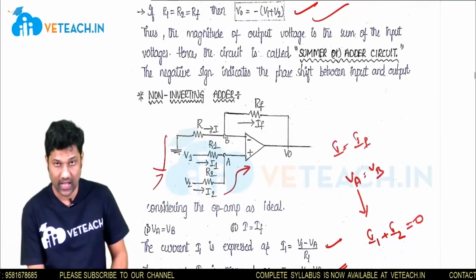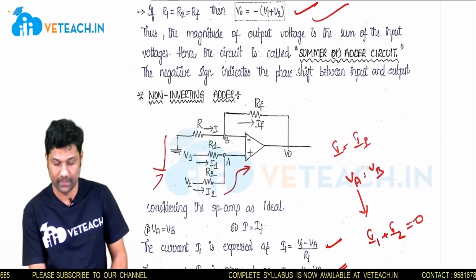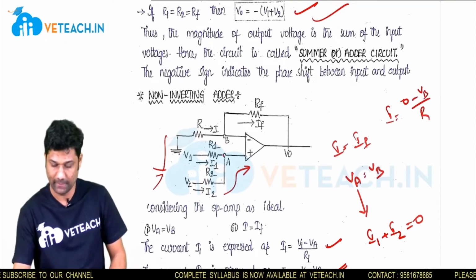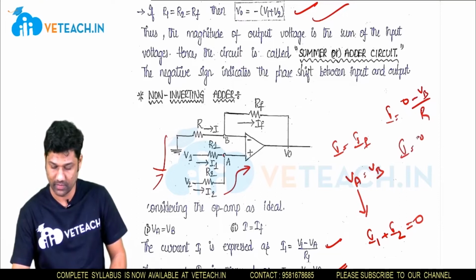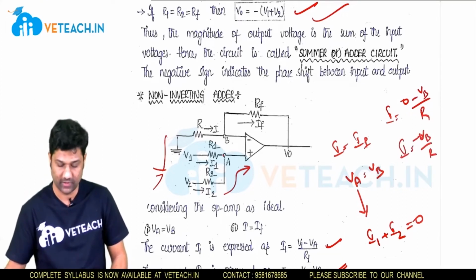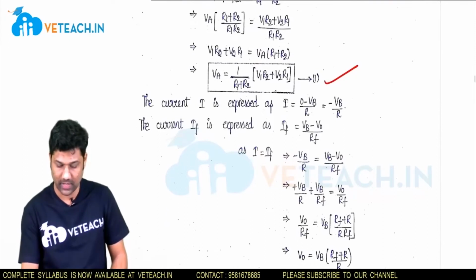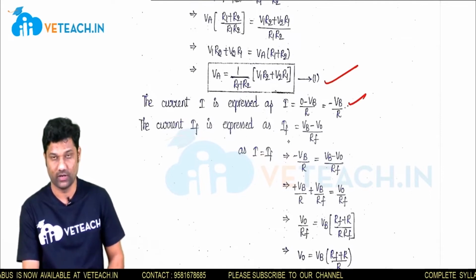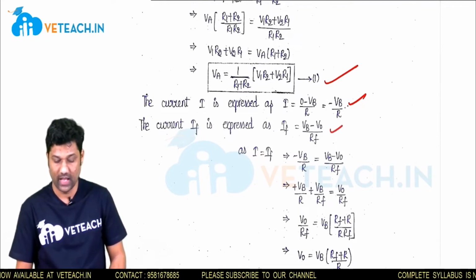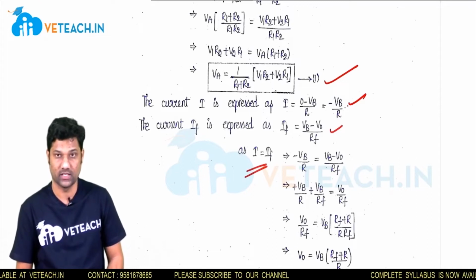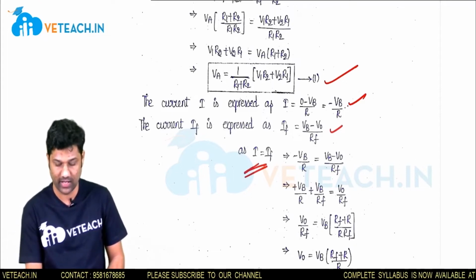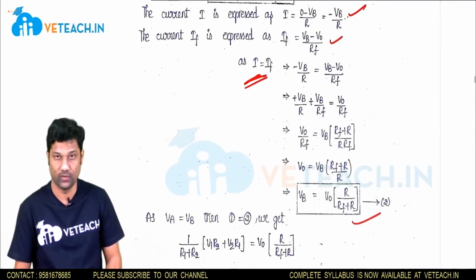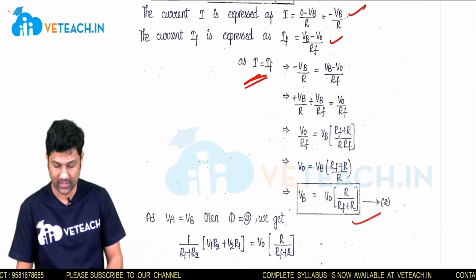Now the current I is the current flowing from ground towards B. So I equal to ground voltage 0 minus VB by R. So the current I is minus VB by R. In a similar way, IF is the current flowing from B and entering at V0, so VB minus V0 by RF. As I equal to IF, according to ideal op-amp characteristics, substituting these two and doing some mathematical operations, we get VB equal to V0 into R by RF plus R.